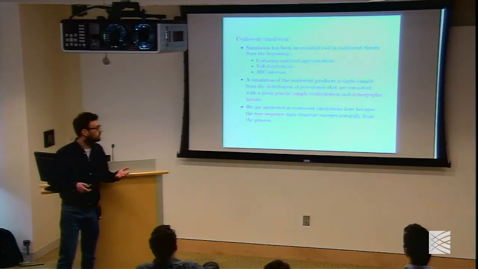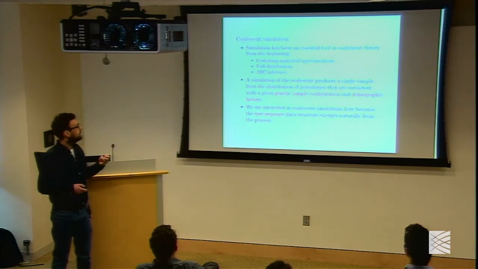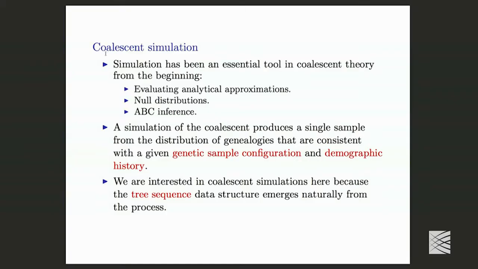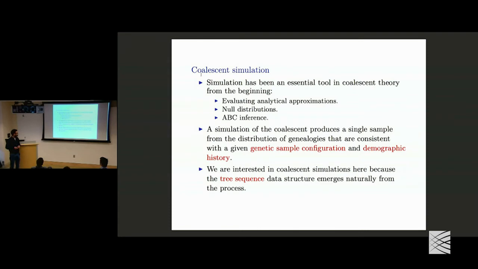A simulation of the coalescent produces a single sample from a distribution of genealogies that are consistent with our sample configuration and the supplied demographic history. What's sample configuration? Sample configuration is basically your sample size and where they come from. So you've got 100 samples from Europe and 100 samples from Africa, that sort of stuff. We're interested in coalescent simulations here for this talk because the tree sequence data structure, which is the subject of the talk, emerges naturally from this coalescent process.